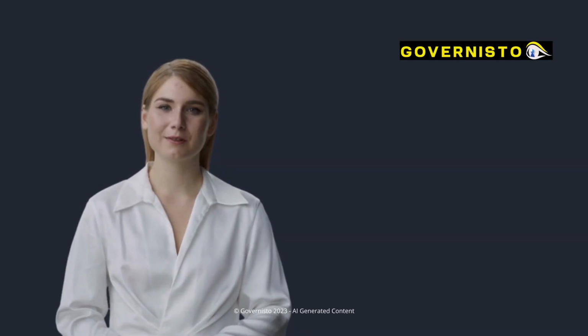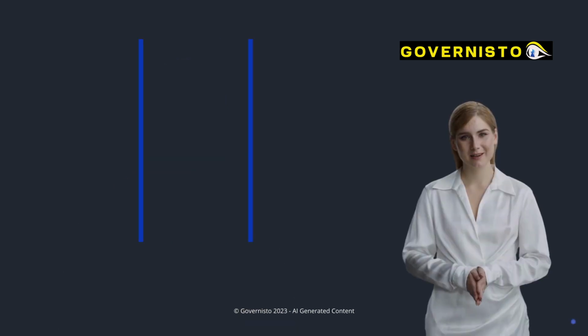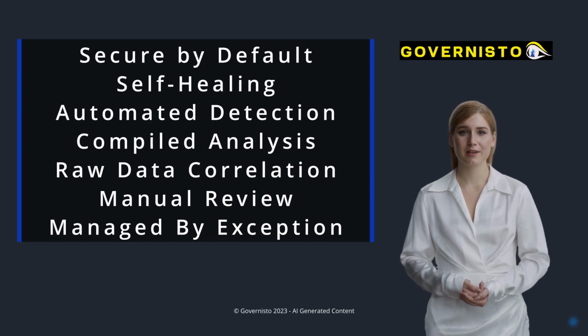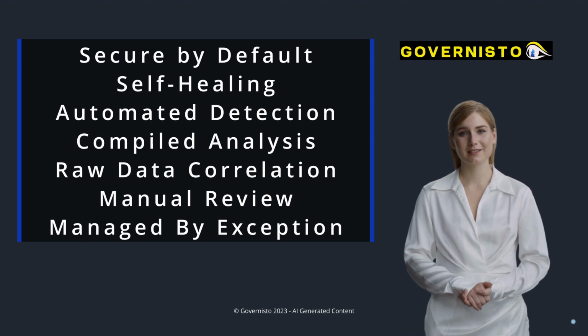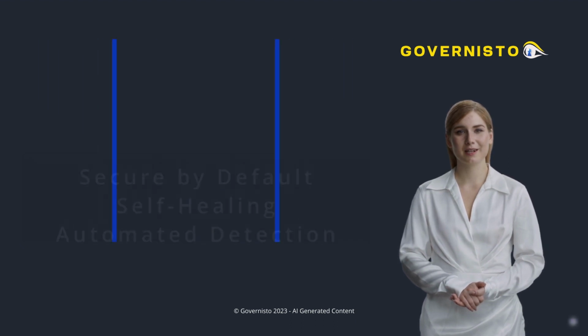Design patterns, a term borrowed from software engineering, can be used by information security organizations to help normalize how organizations classify their approaches to detect standards drift across any type of control. The 7 design patterns for standards drift, loosely organized from most automated to most manual, are as follows: secure by default, self-healing, automated detection, compiled analysis, raw data correlation, manual review, and managed by exception.